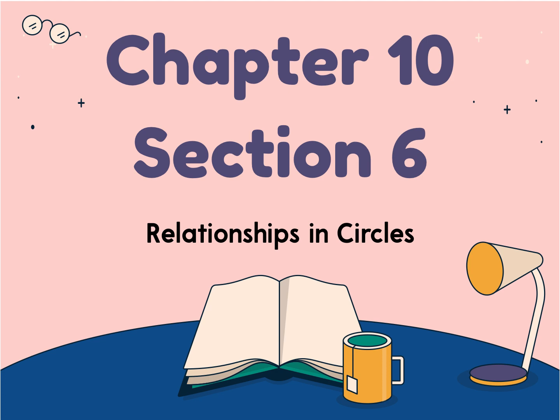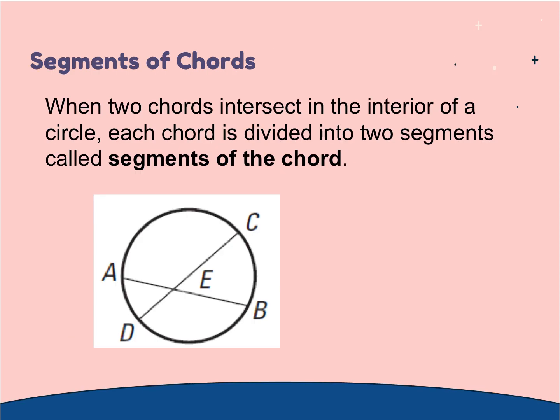We're covering 10.6, relationships, circles, segments of chords. Okay, we have 2 chords here. Looking at this, there are 2 chords in a circle. Looking at these 2 chords, each chord is divided into 2 segments. So that means there's a total of 4 segments. Please pay attention to where these segments are.